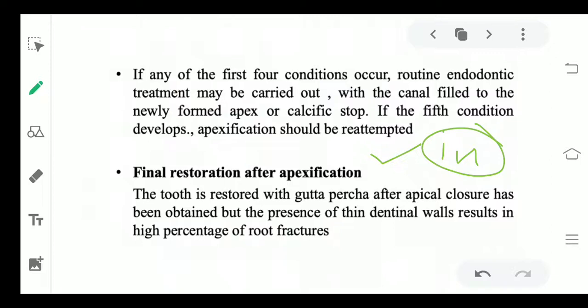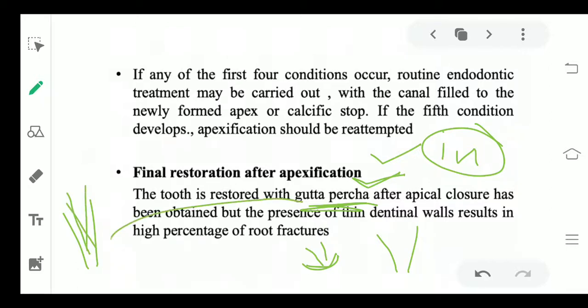Now after you see that the canal is also clean and your apex is also formed, at that time you can further move on with the treatment. Now the tooth is restored, especially the canal is restored with gutta percha. This is a material, I hope every one of you knows by now, which is used usually in RCTs, where you are filling the canals with this gutta percha. Okay, so this is what you have to do.